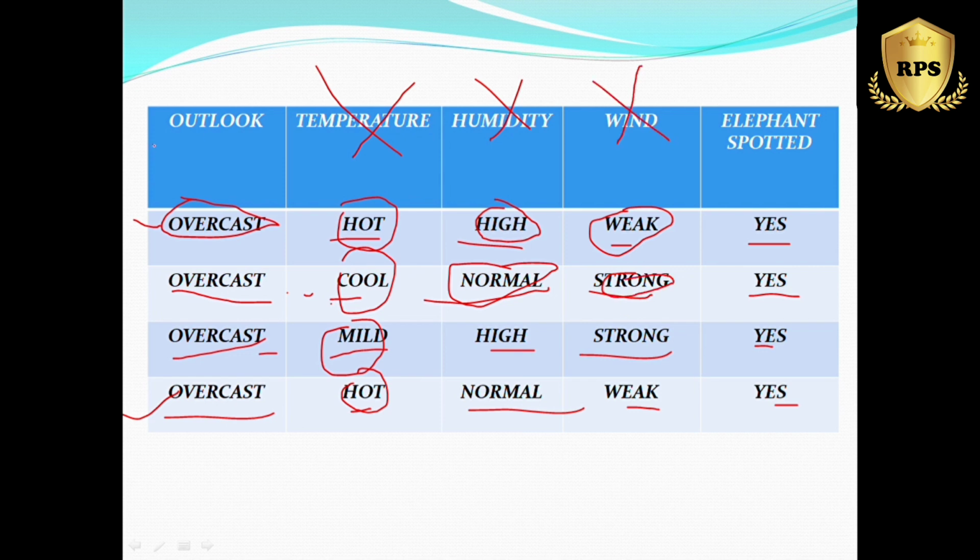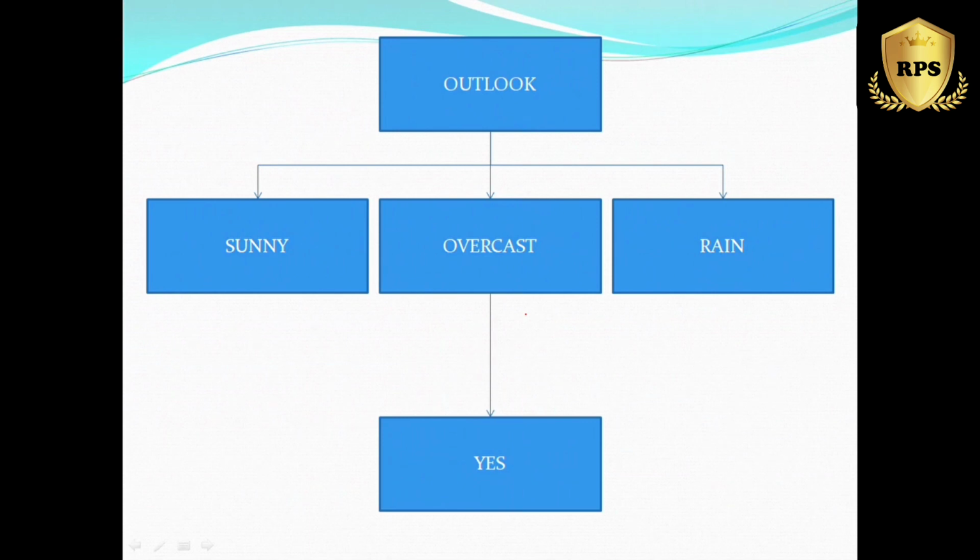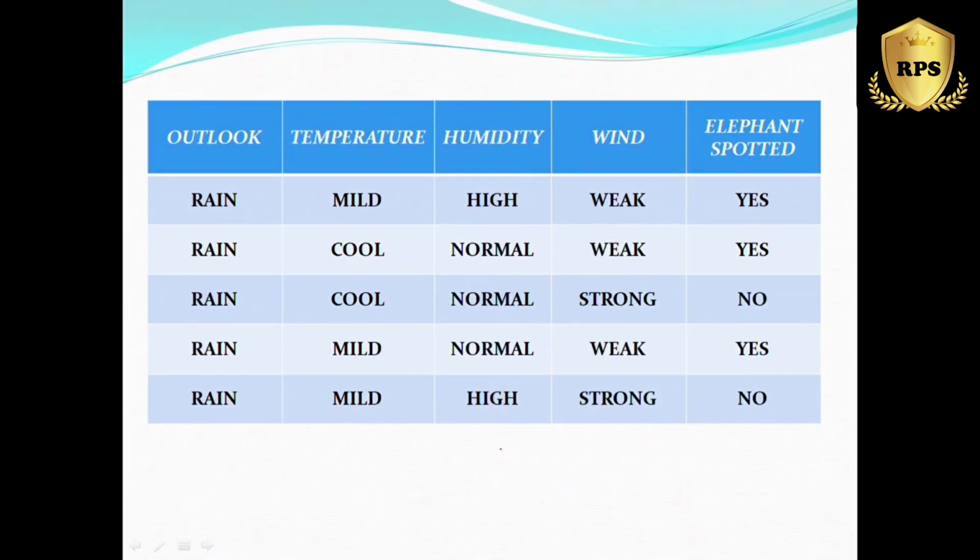Now the outlook. If you see outlook, the four patterns are overcast, and in all the overcast, answer is yes. So what the machine will summarize is that if the outlook is overcast, answer is yes. So when overcast, answer is always going to yes. This is the summary. Now we have taken the rain.